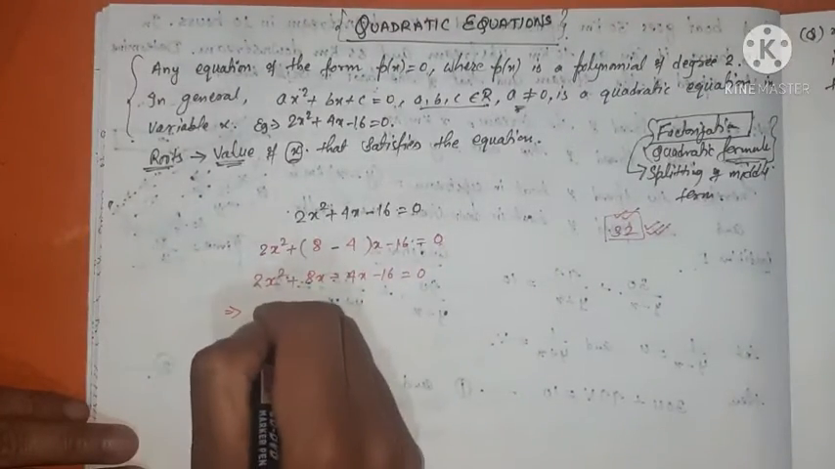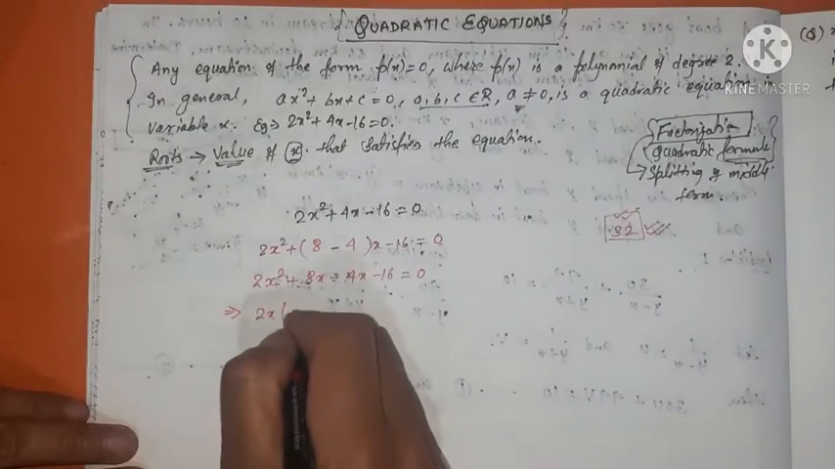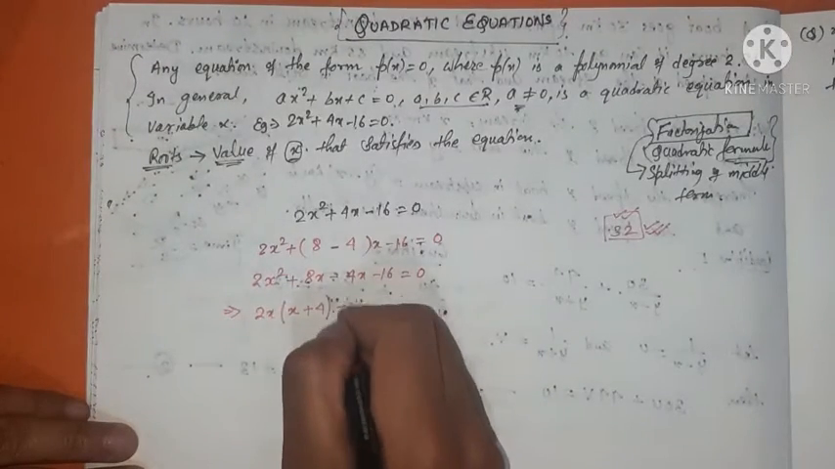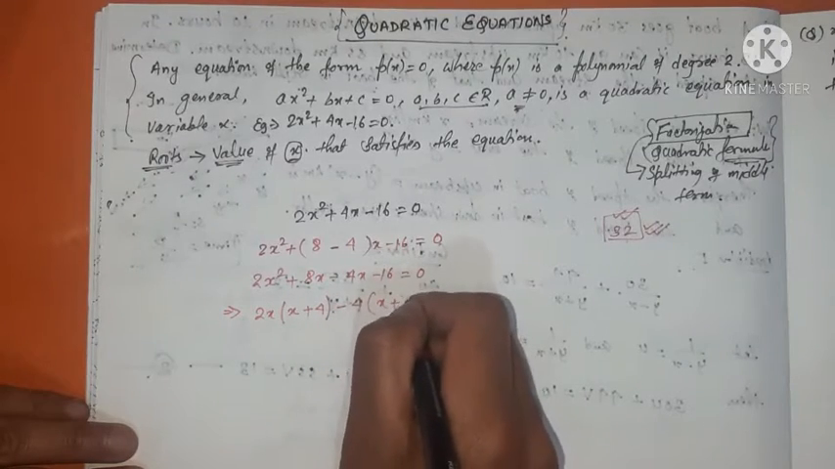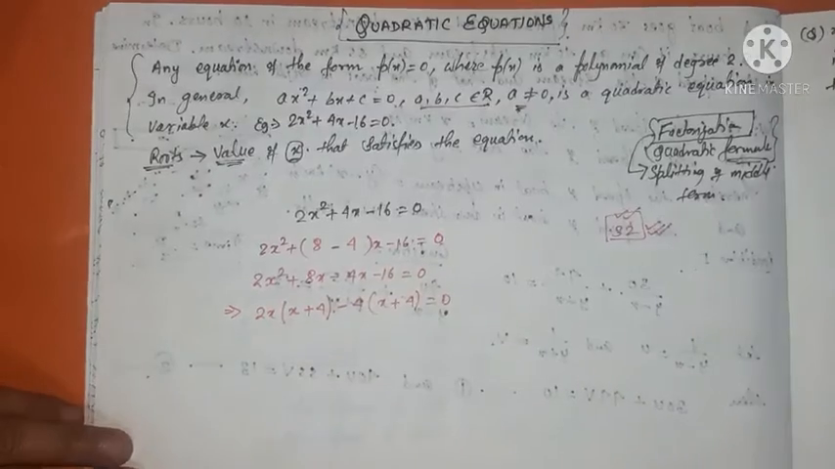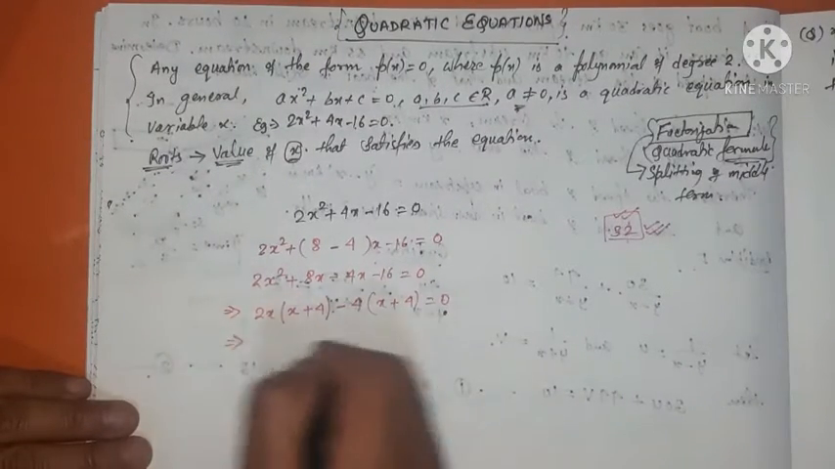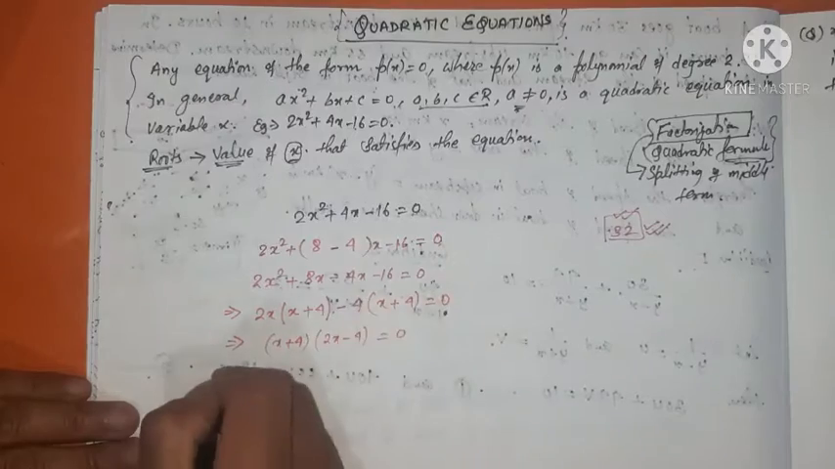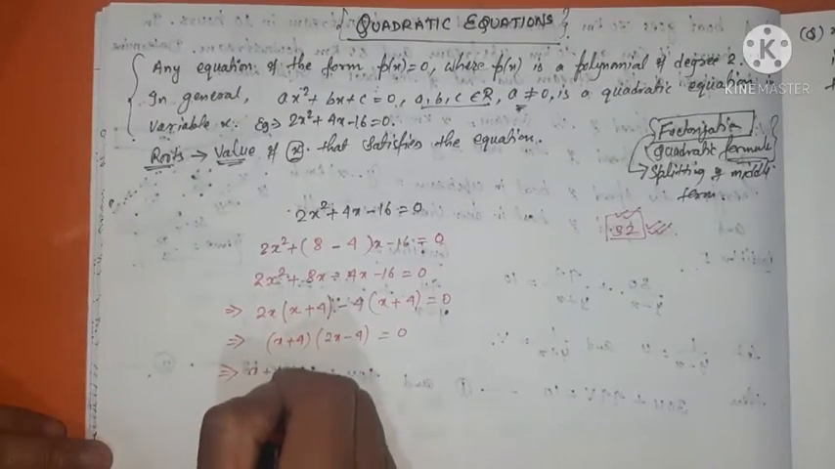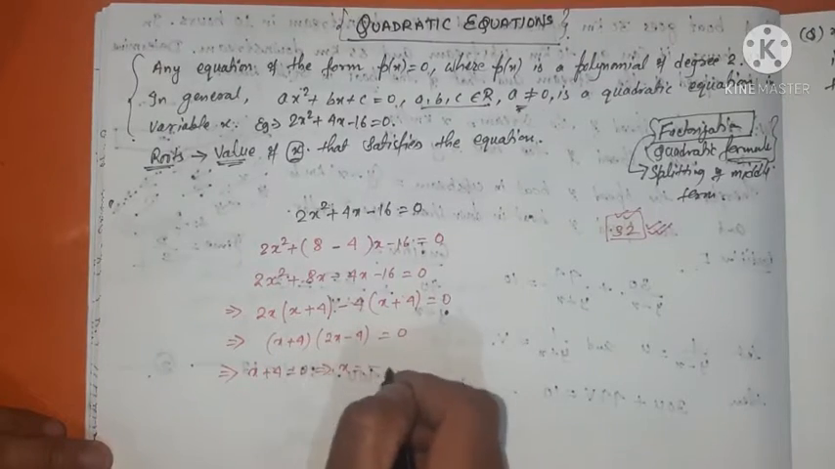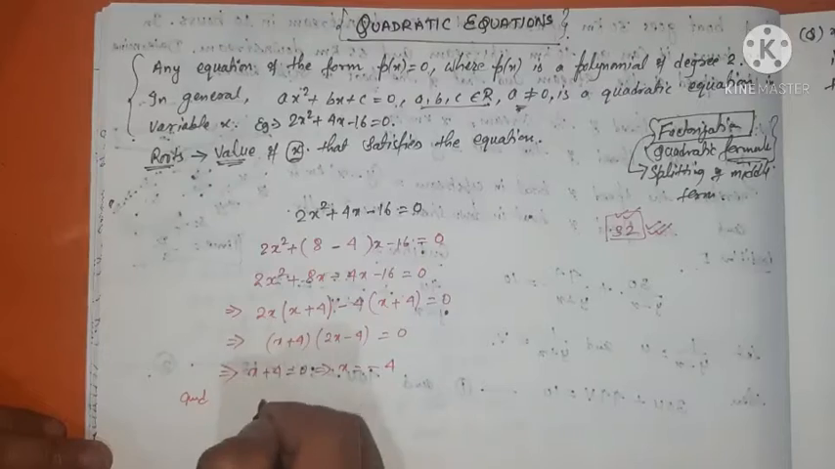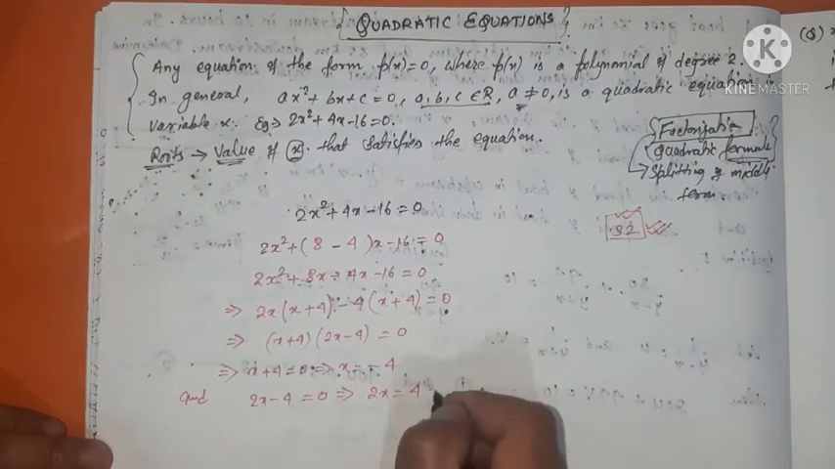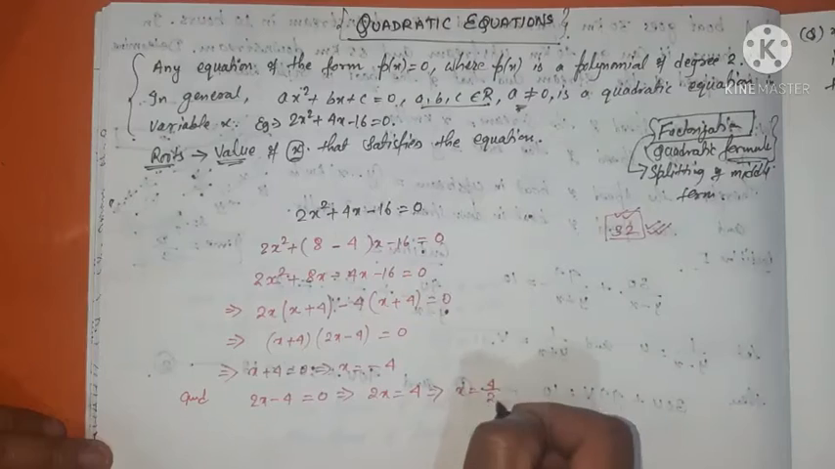Now what is common here? 2x is common. If 2x is common, what is left? Only x plus 4, right? Now here minus sign and 4 is common, so x plus 4, because minus times plus is minus. Now further, what is common in these two? That is x plus 4, and the other factor is 2x minus 4, that gives you 0. This further implies x plus 4 equals 0 gives x equals minus 4, and 2x minus 4 equals 0 gives 2x equals 4, which implies x equals 4 by 2 equals 2.